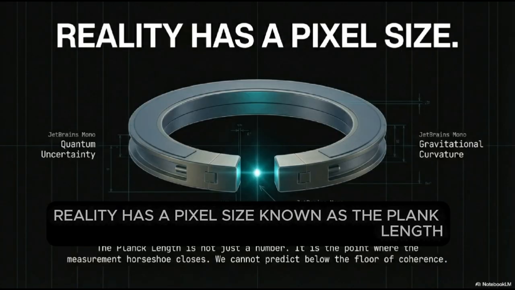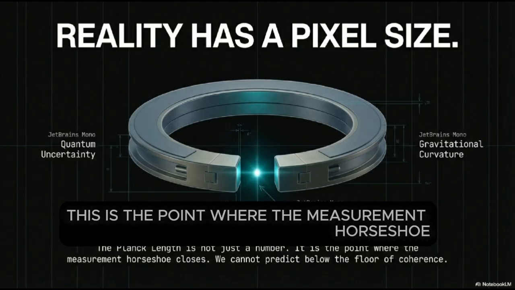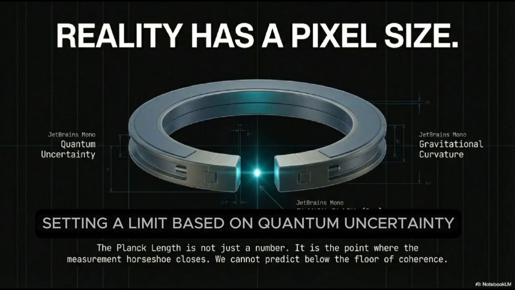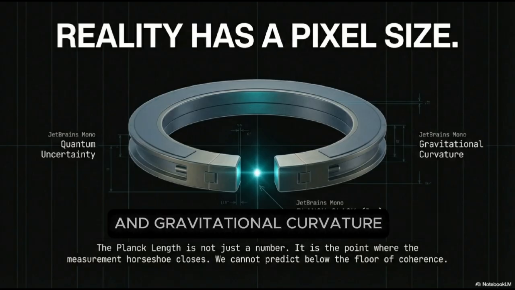Reality has a pixel size, known as the Planck length. This is the point where the measurement horseshoe closes. We cannot predict below the floor of coherence, setting a limit based on quantum uncertainty and gravitational curvature.